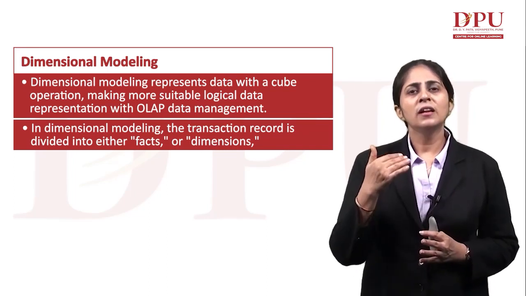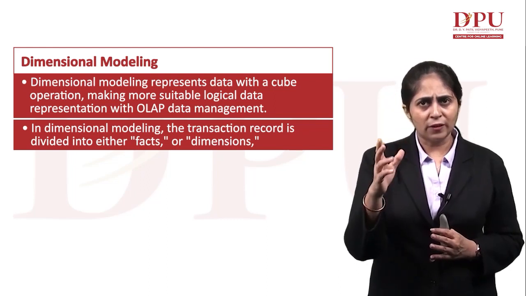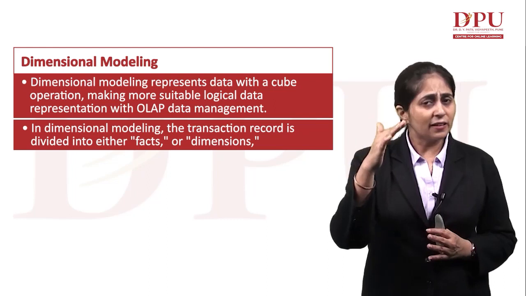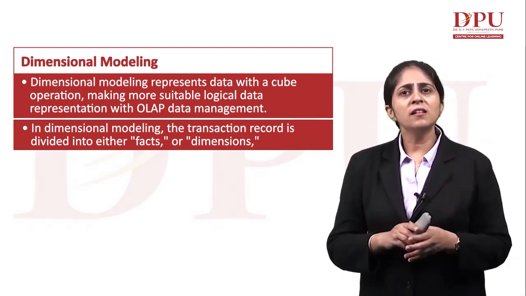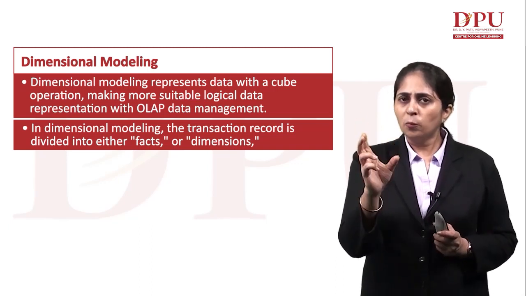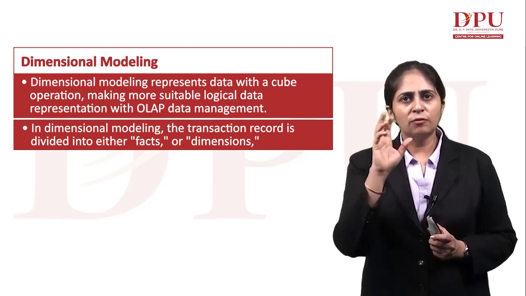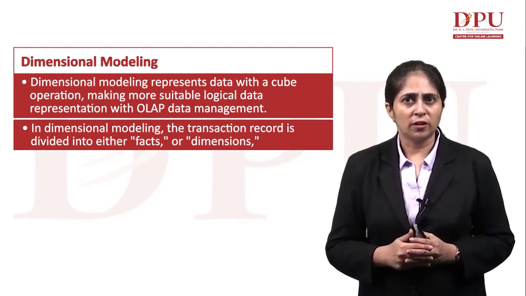Now, a dimension is giving context to our fact. Like this 350 that we are talking about, what is it? One dimension of it is the item, bread. Another dimension is time: when is it coming from? So in quarter 1, 350 breads were sold. These are the dimensions that we talk about here.